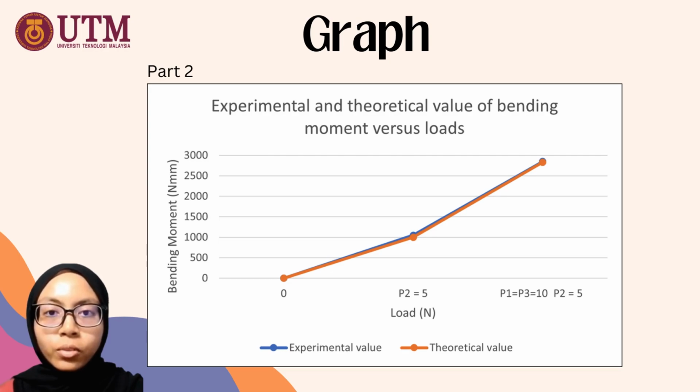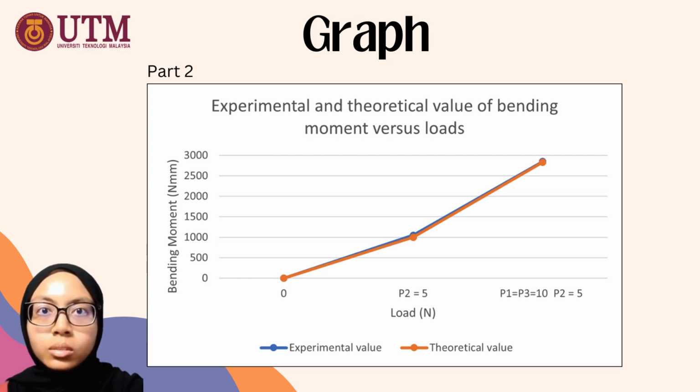This is the graph for part 2. This graph shows that the experimental and theoretical values of bending moment increase linearly as the load increases. So the bending moment value increases as we change the value of load from P2 equal to 5 Newton to P1 and P3 equal to 10 Newton and also P2 equal to 5 Newton.